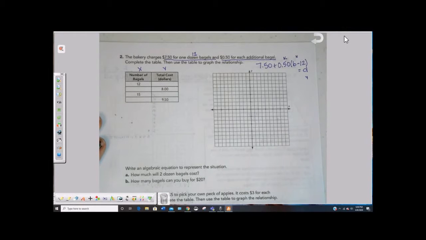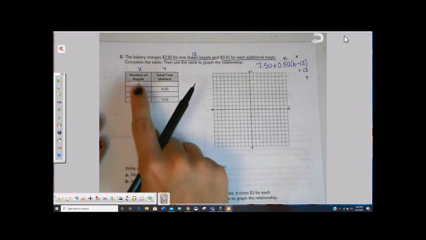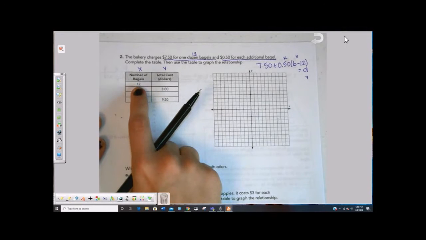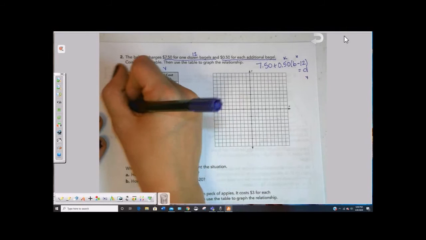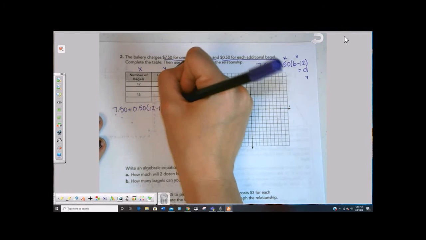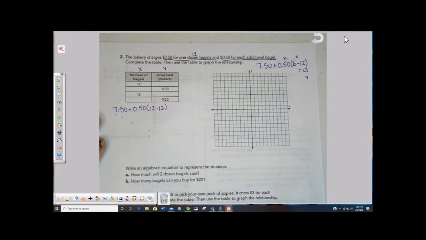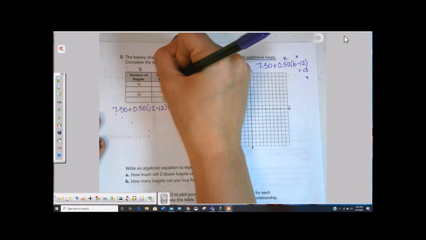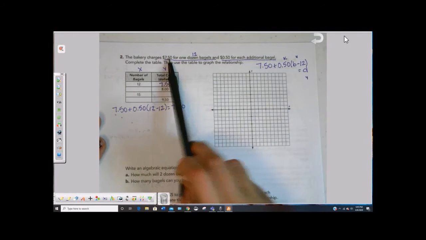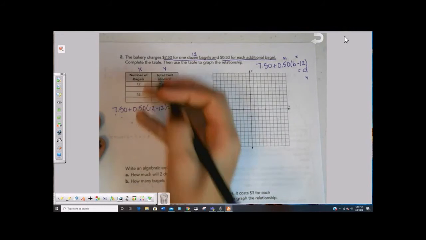So first things first, let's just start with X's because that's easier, or your B's, I should say. B for bagel. So I have 12 bagels, so we're just going to place that into our problem. We have $7.50 plus your 50 cents times 12 bagels, so 12 minus that dozen. And when you do this, you get $7.50. So the total cost for 12 is $7.50, and that makes sense because 12 bagels is $7.50.